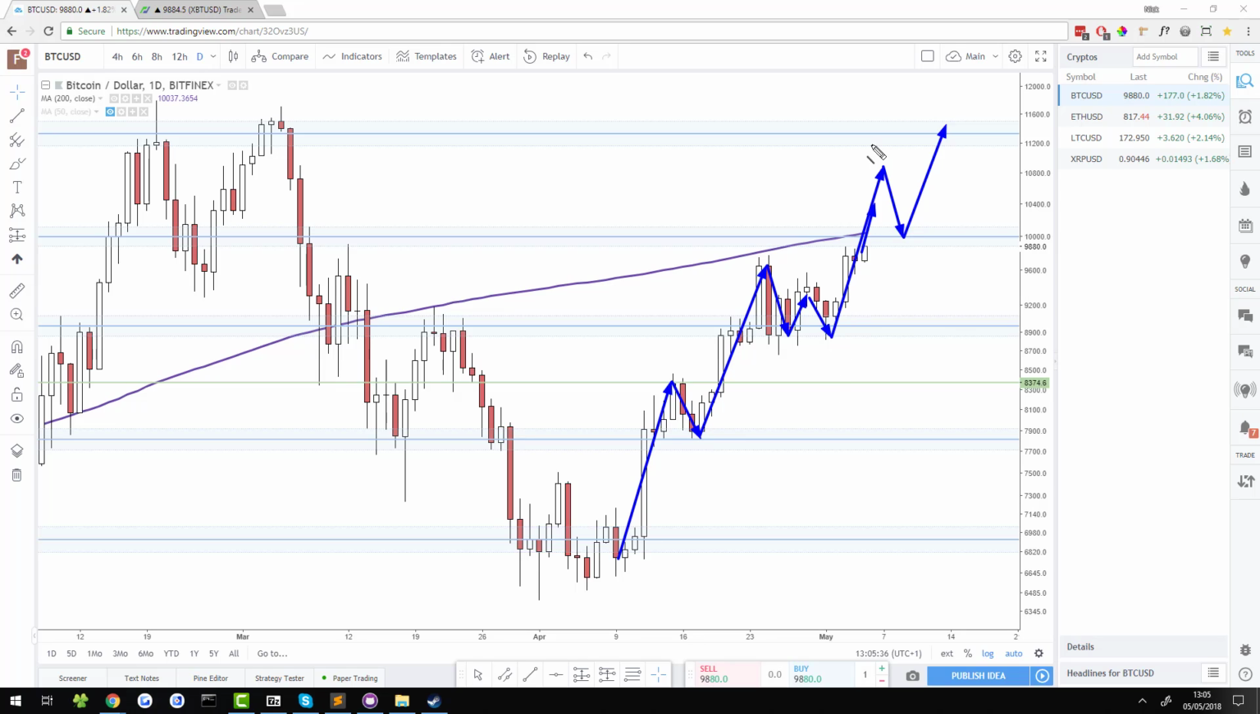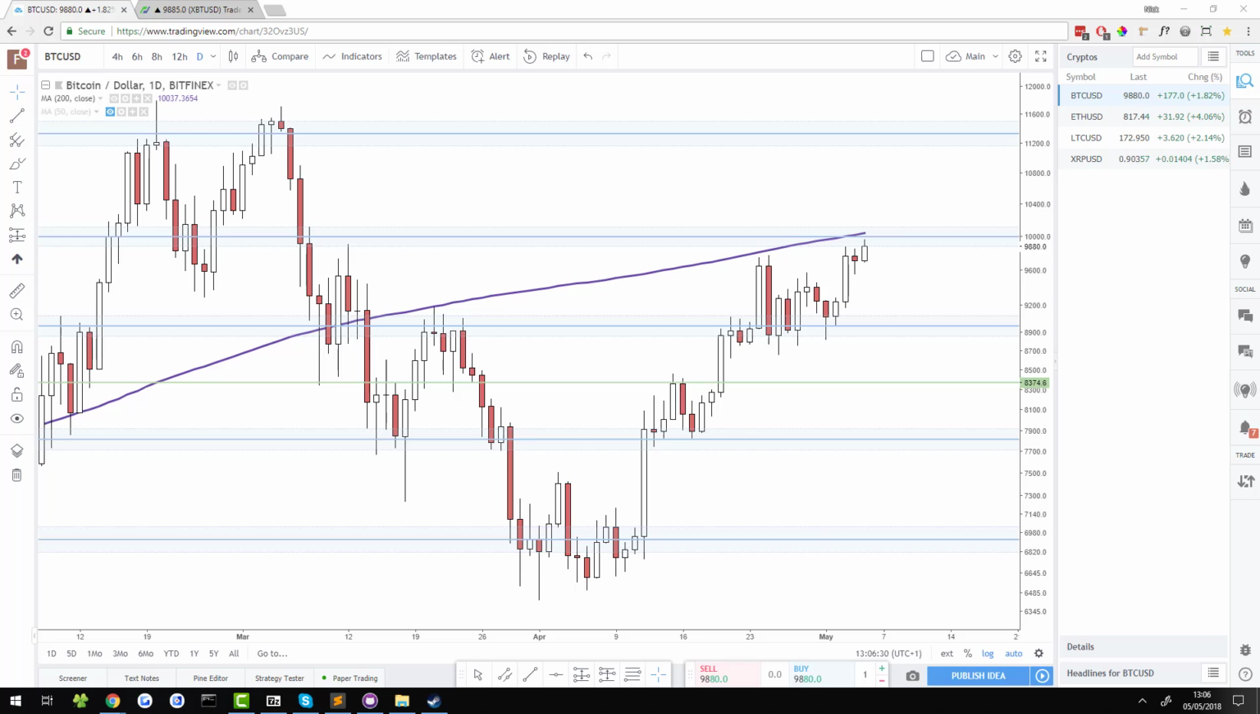So if price breaks above this 10,000, the 10,000 will become support instead of resistance. And then when it comes back down, there's potential to get in for a long trade. Now, I'm already long on BTC USD. I have been from pretty much down here somewhere. So for me, I'll probably just be holding this position if it breaks through this area.